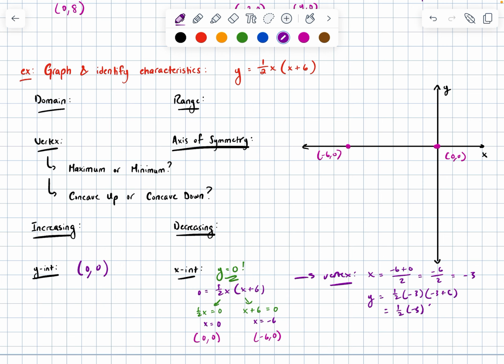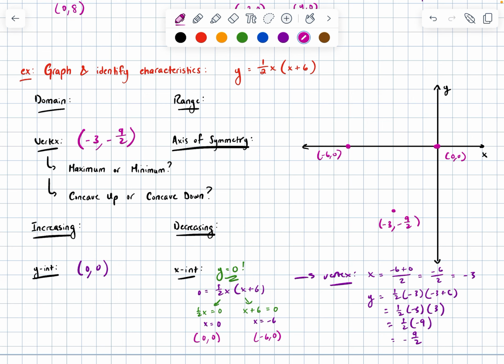So what this tells me is that my vertex, and I'll write it up over here in my characteristics, appears at the point (-3, -9/2). Well, -9 halves, 9 divided by 2 is 4.5, so that'd be 1, 2, 3, 4, and then halfway between 4 and 5, over to the left 3, here is my vertex. Very nice. Now let's find one more point.